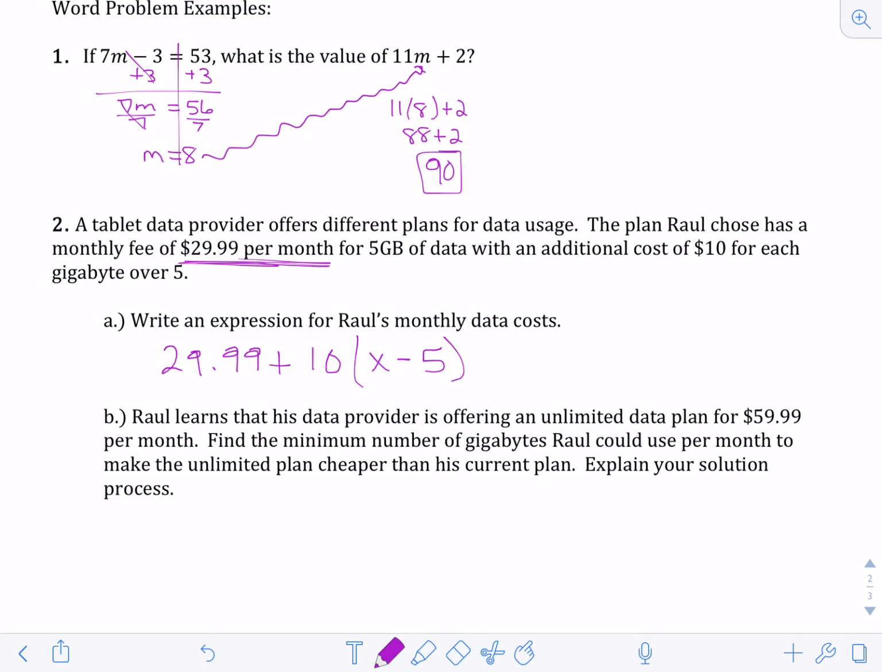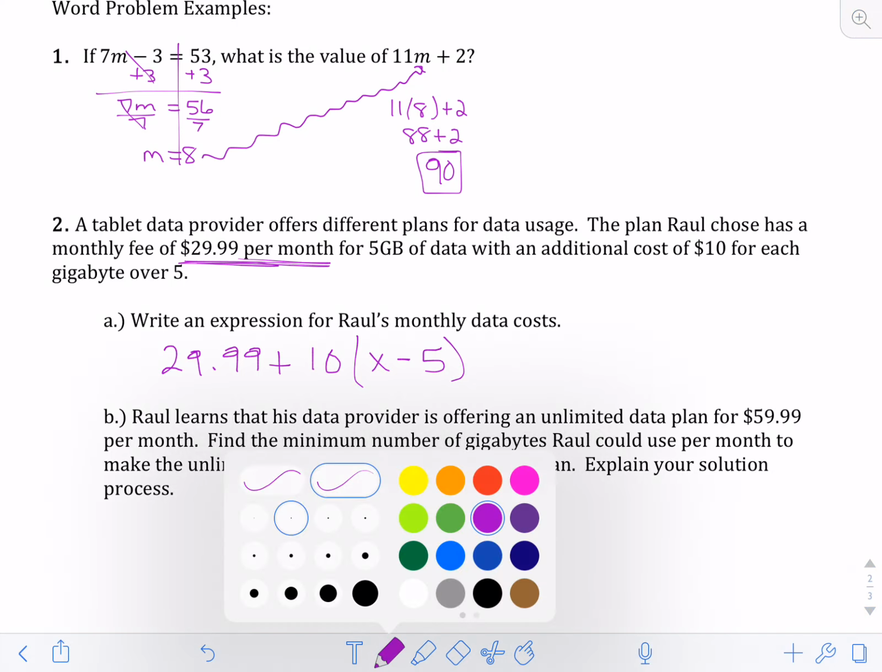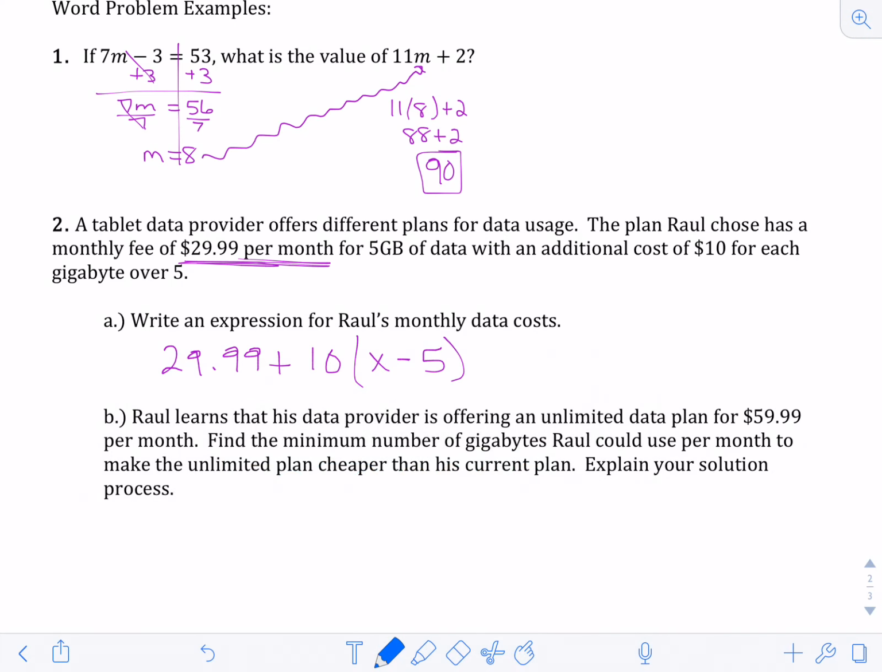So there's your expression. Now, the second part says that he learns that his data provider is offering an unlimited data plan for $59.99. Now we're going to find the minimum number of gigabytes he could use per month to make the unlimited plan cheaper than his current plan. So explain your solution.